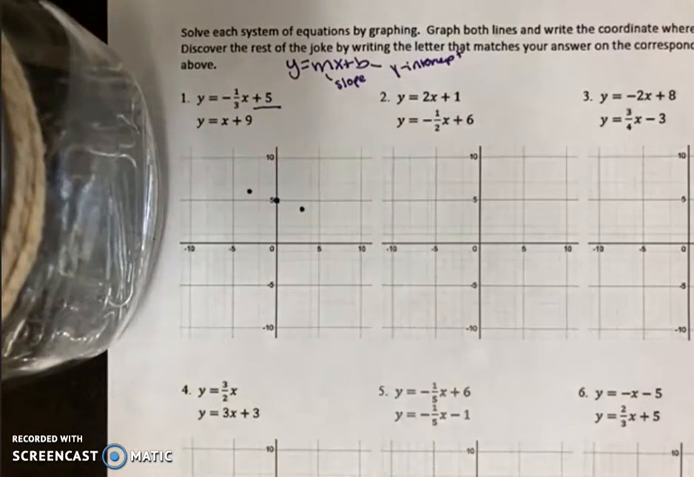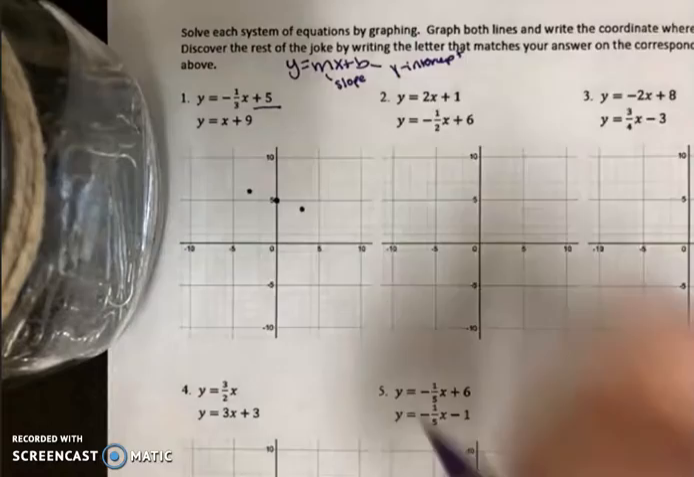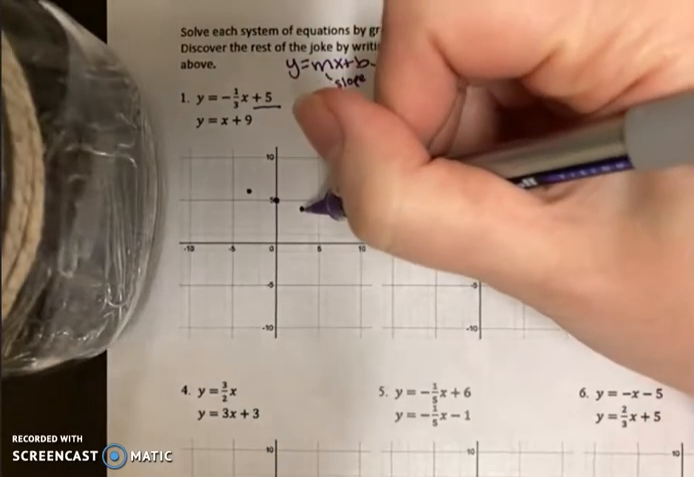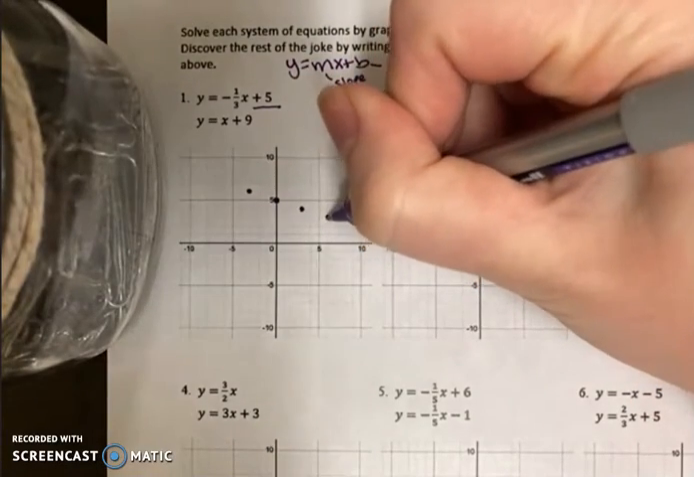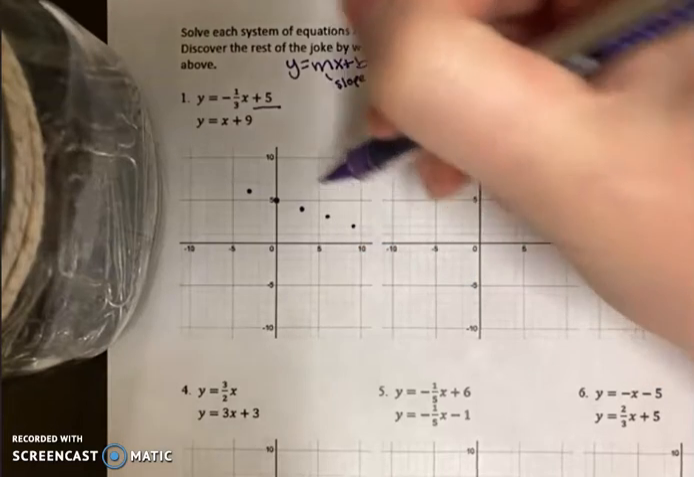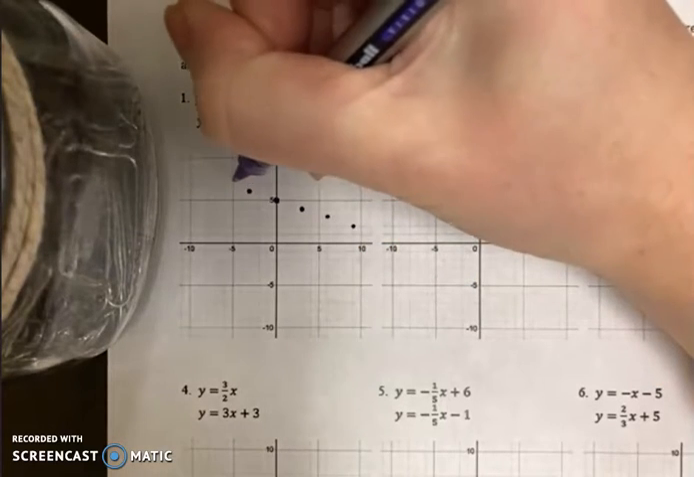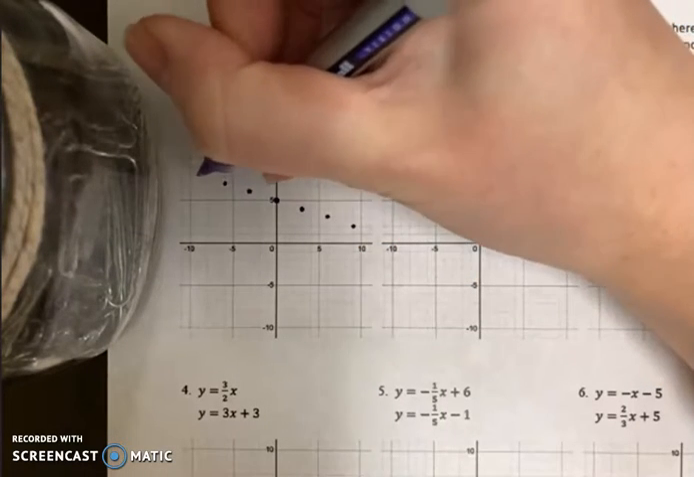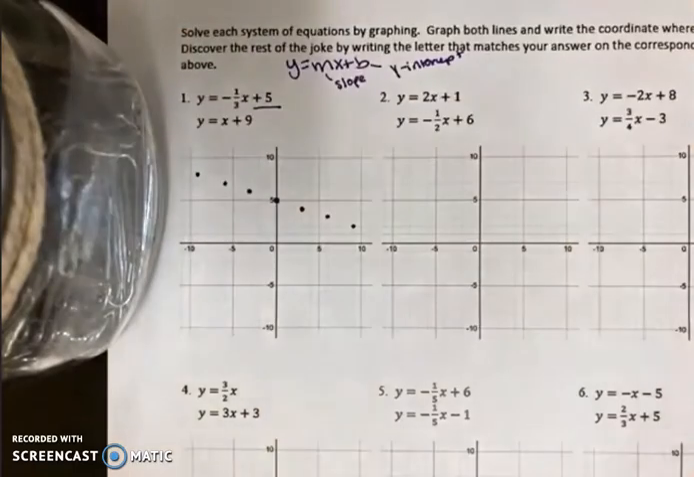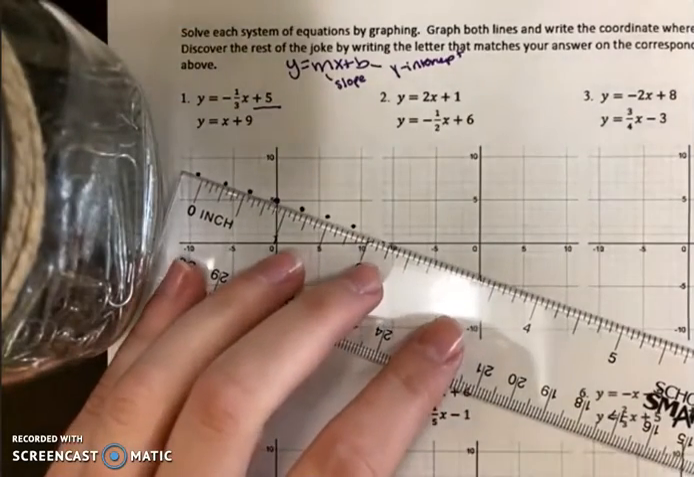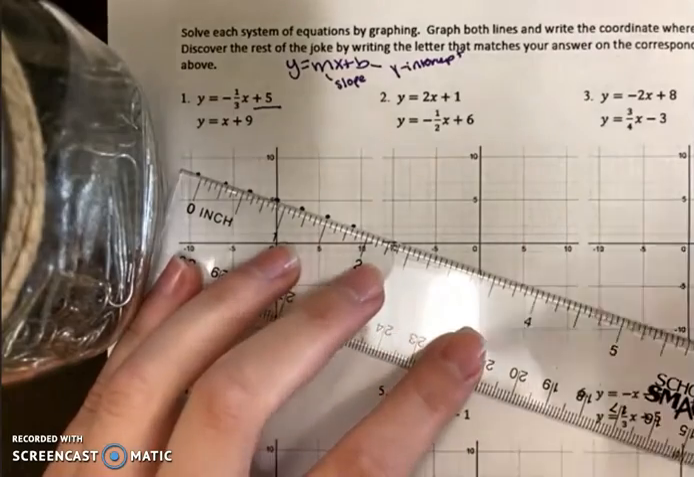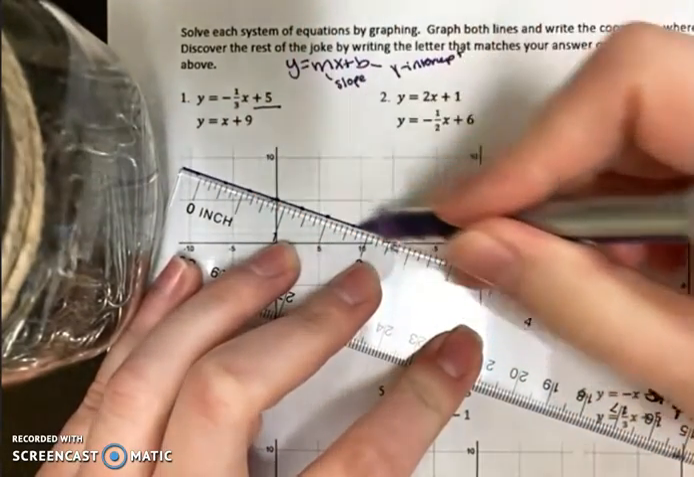The more points that you plot, the more accurate your graph is going to look. So I'm going to do this a couple more times. I'm just going to keep extending this, going down 1, right 3. And over here, I'm going to keep going up 1 and left 3 just a couple of times. It would be helpful if you had a ruler or something with a straight edge that you could use to connect your points.